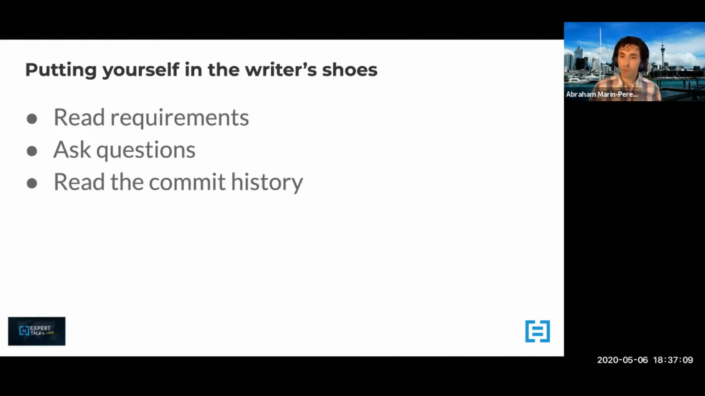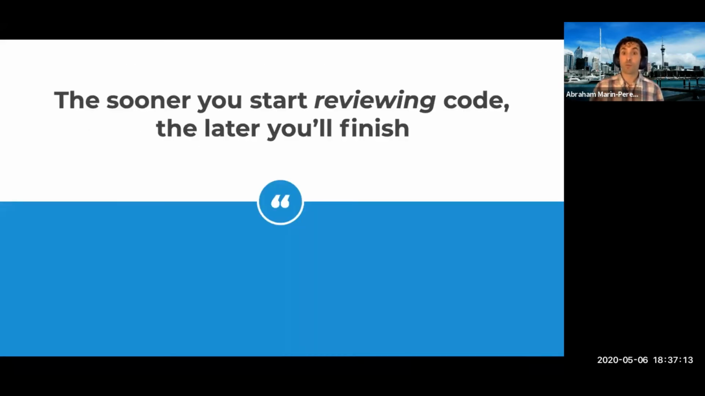When it comes to reviews, I believe a similar phrase applies, which is: the sooner you start reviewing code, the later you finish. Which is why I advocate for first reading the requirements, first looking at the commit history, first getting all this information around the pull request and making sure you have the right context before you start taking a look at changes. Okay.